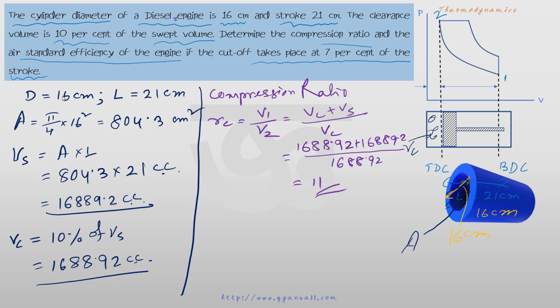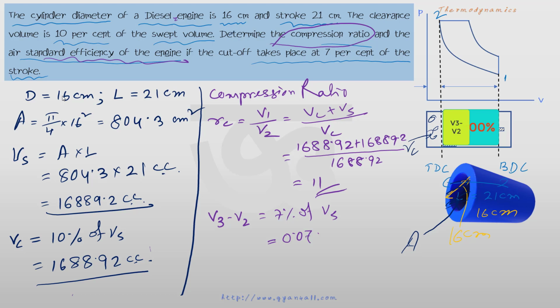The first part is completed, which is to determine the compression ratio. The air standard efficiency we have to find out. But to find out air standard efficiency, we have to find out the cutoff ratio. And for that it is given that the cutoff takes place at 7% of the stroke. So what is the cutoff? I am not talking about cutoff ratio, but cutoff is V3 minus V2. That is equal to 7% of Vs, the stroke volume. So 0.07 multiplied by 16889.2 will be equal to 1182.24.